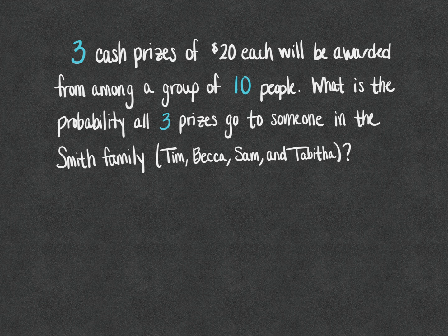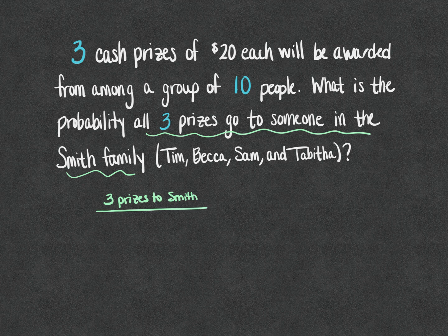Now, in this case, we want all 3 prizes to go to someone in the Smith family. This is our event E. This is the specific thing we're looking for. So this is 3 prizes to people in the Smith family. And our denominator would look like we just need to give the prizes to any 3 people. So how many ways can we do this?